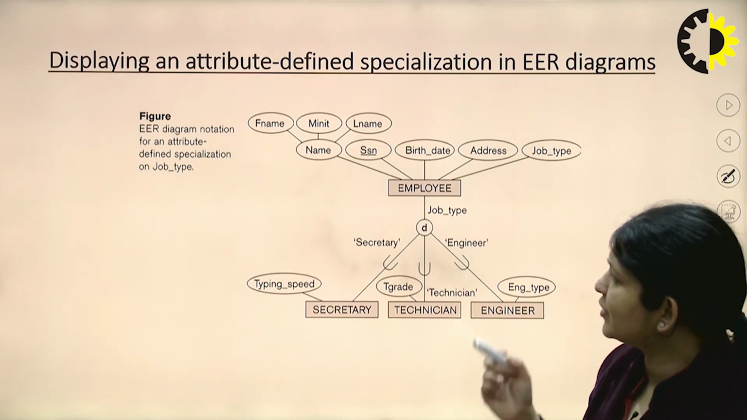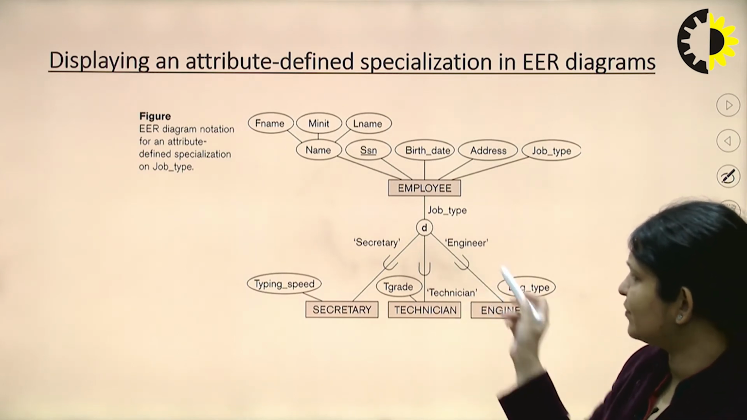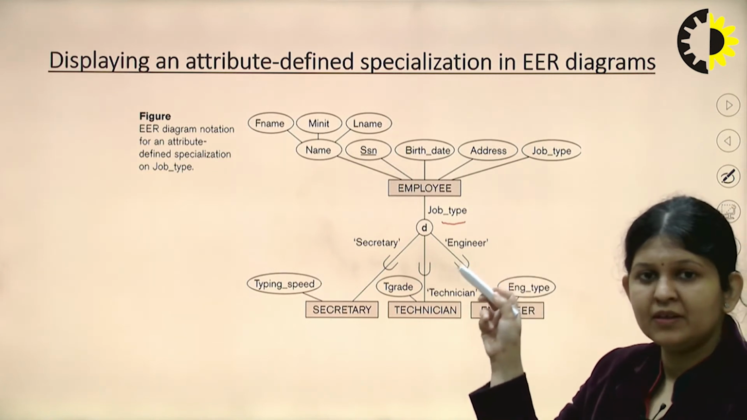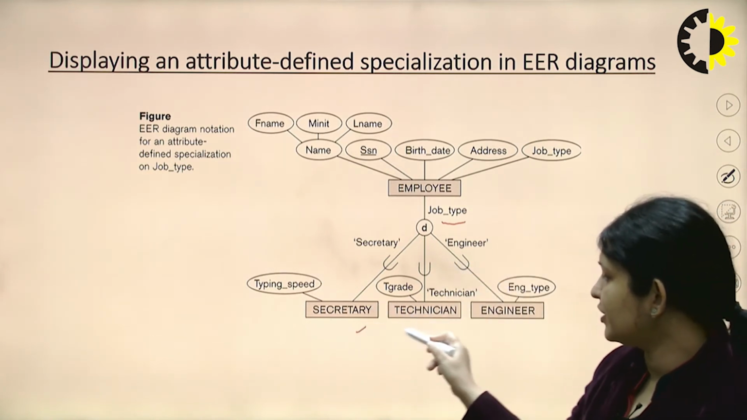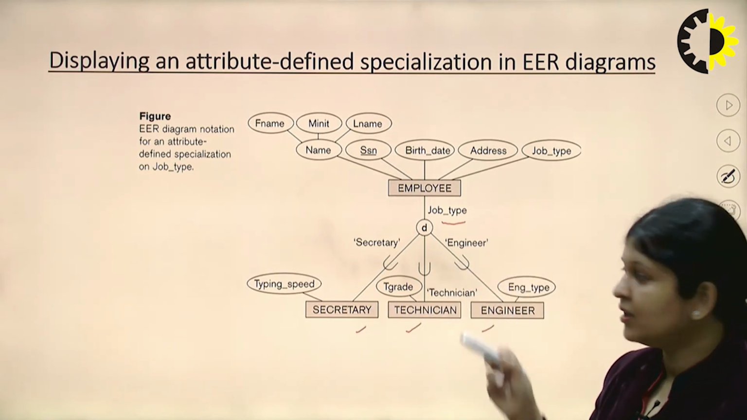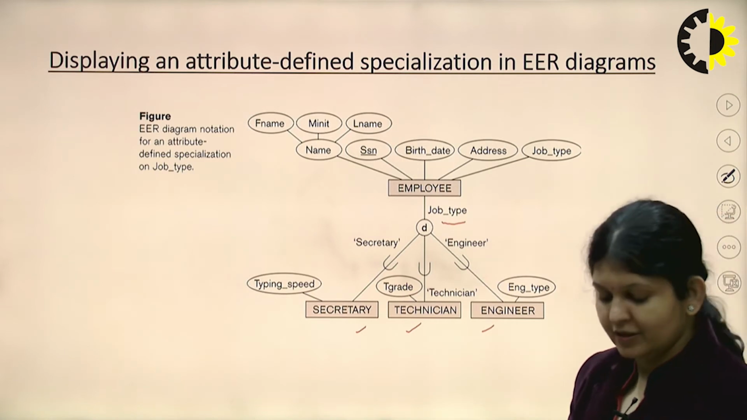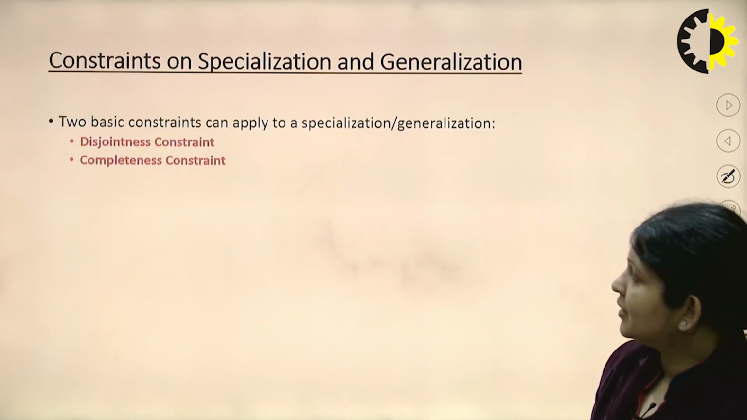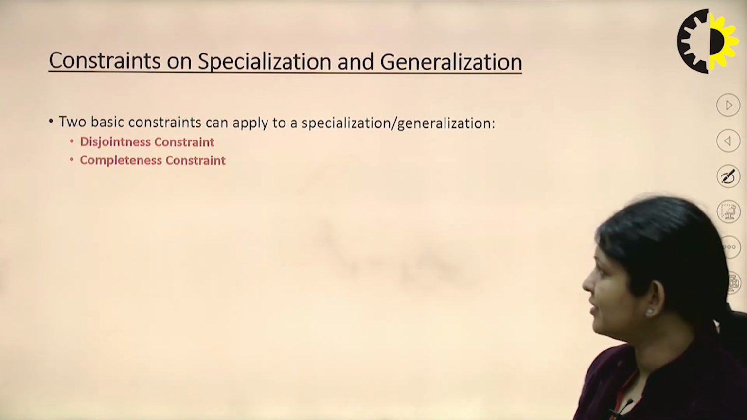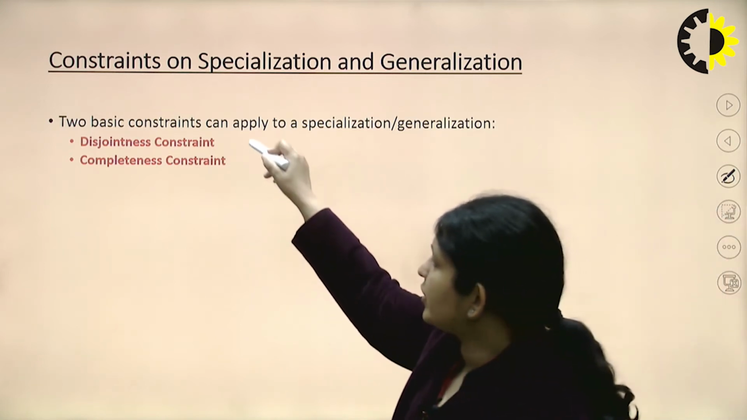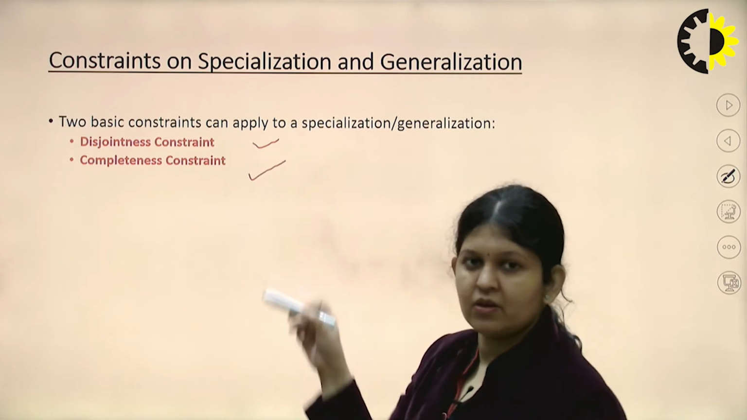So here is the attribute defined specialization. As we have seen, depending upon the job type, we may have secretary, technician and engineers. So it's an attribute defined subclass. Now the basic constraints we have are the disjoint constraint and the completeness constraint.